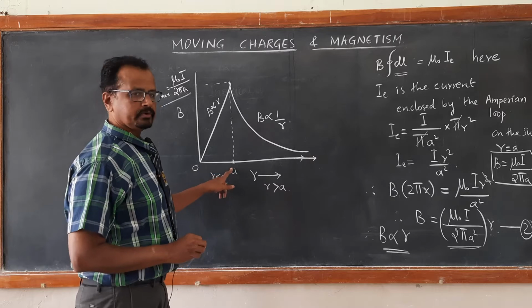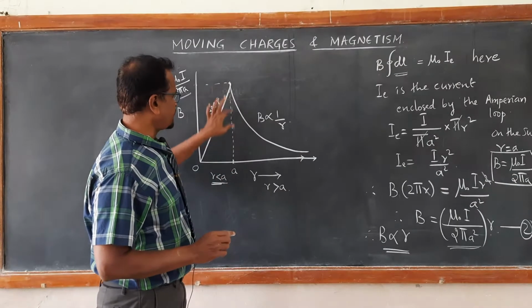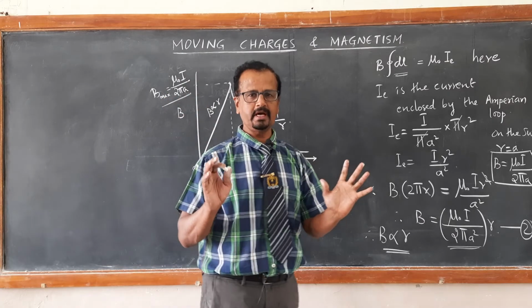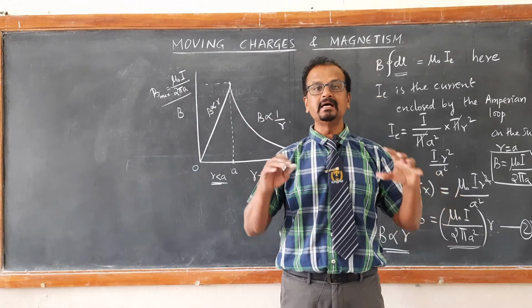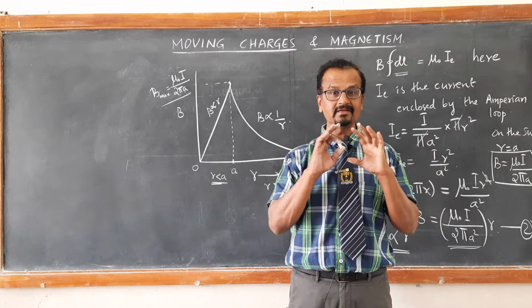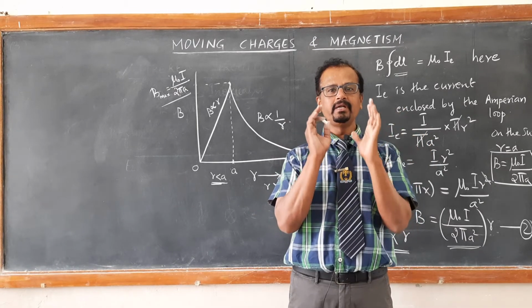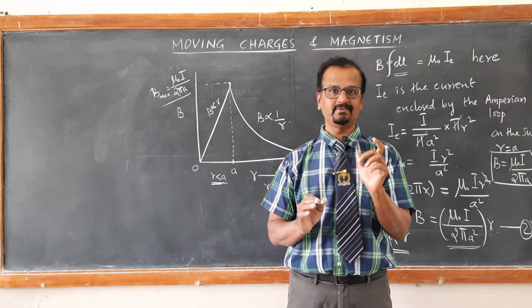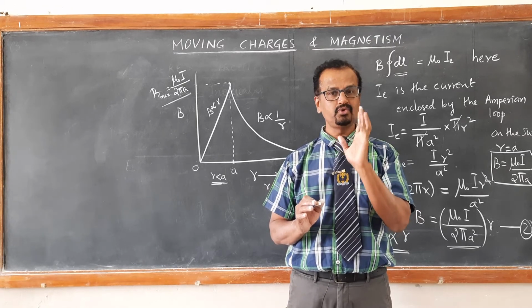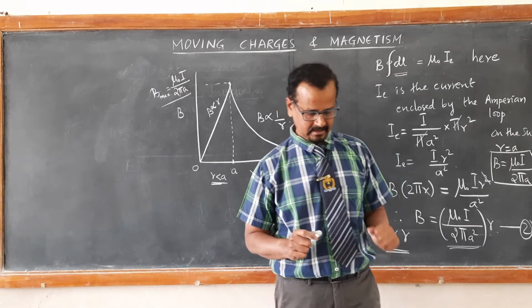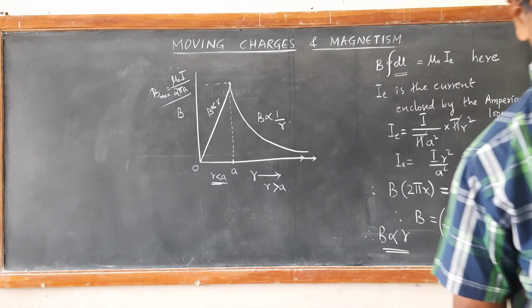When R is equal to A on the surface of the wire, B has maximum value mu naught I upon 2 pi A. So, this shows that the magnetic field doesn't become infinity on the surface of the wire, right. On the surface of the wire, we need to consider what is the radius of the wire. So, mu naught I upon 2 pi A, where A is the radius of the wire. Okay. Let us solve some more simple problems.